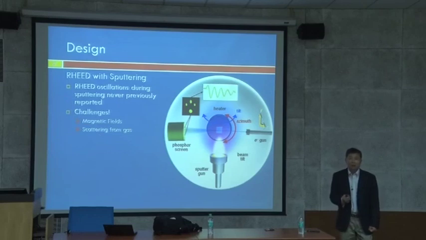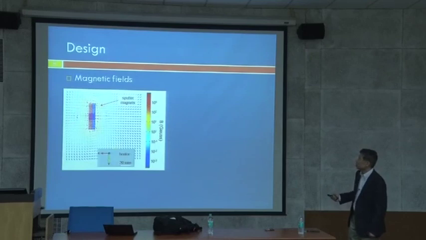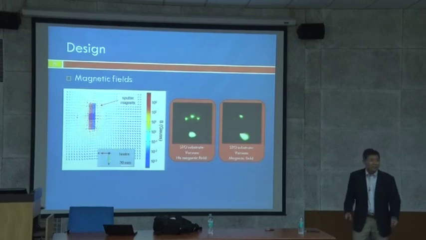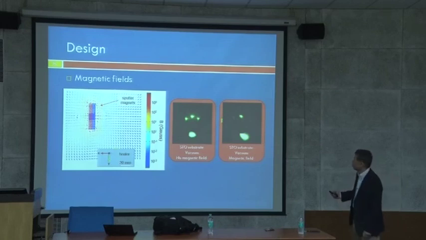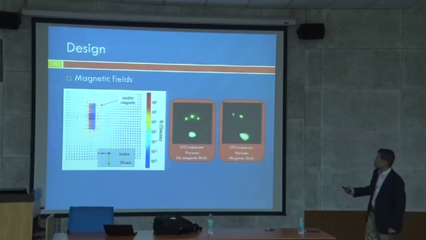Argon is heavier than oxygen, so scattering by argon is more severe than by oxygen. That's another issue. So we look at this magnetic field pattern. This is a COMSOL simulation, and you can do a lot of electromagnetic simulation of the sputter magnet, which creates a lot of magnetic field. Without a magnetic field, your spot is very symmetric here. But when you bring in a magnetic field, it bends the beam just like this, okay? So it's not very symmetric. That means we can still use this information to monitor the growth, but it's not perfectly ideal. There's a vacuum, and then the magnetic field is bending this one.